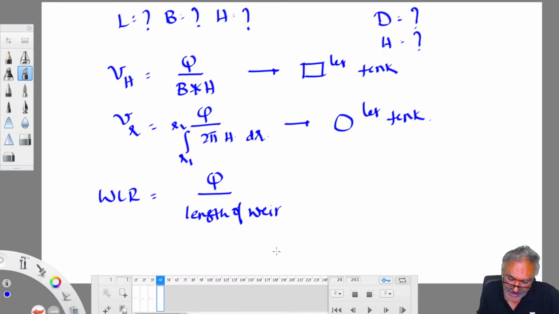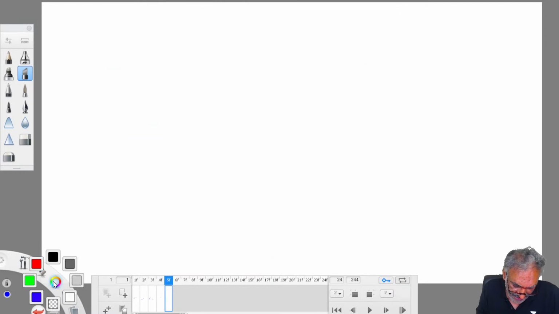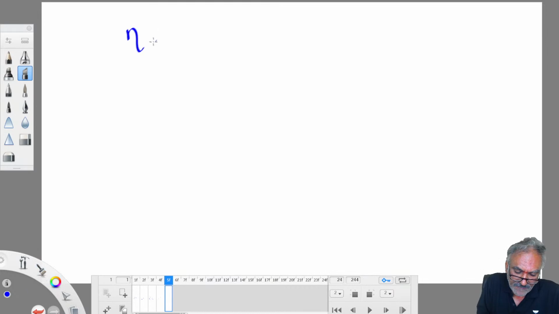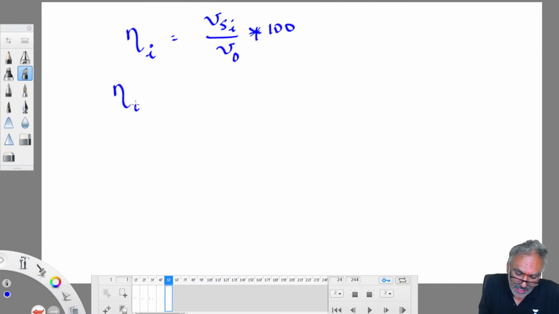In addition to that, a few more things we discussed: how to find out efficiency of the sedimentation tank. Efficiency of removal of the ith particle from the sedimentation tank is equal to settling velocity of the ith particle divided by V0, into 100. Then you can also work out overall removal of the sedimentation tank. That is, efficiency of the sedimentation tank is equal to sigma of percentage of ith particle and their respective efficiencies, by 100. This is how we can find out.